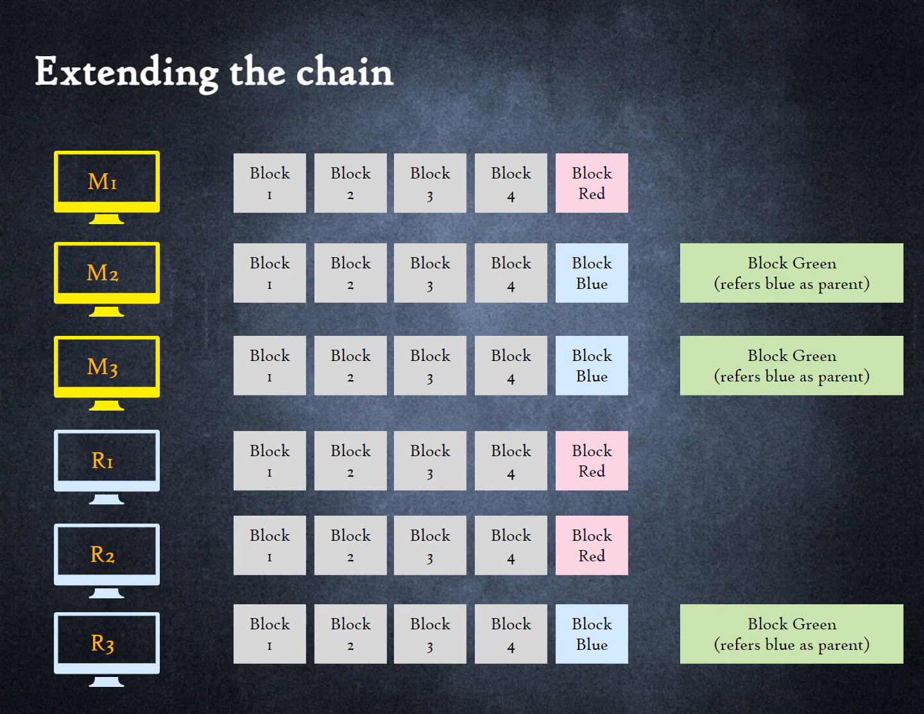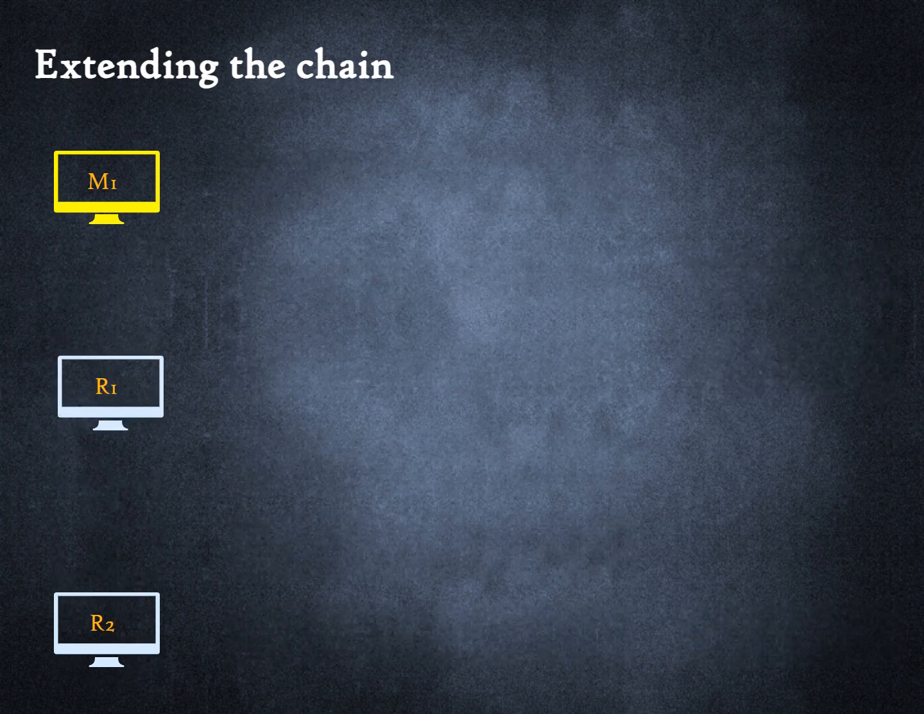M1, R1 and R2 have a problem. They are on chain red. Hence, they would expect the latest mined block to reference the red block as the parent. But the latest mined block is referencing the blue block as parent. M1, R1 and R2 will now be seeing two chains.